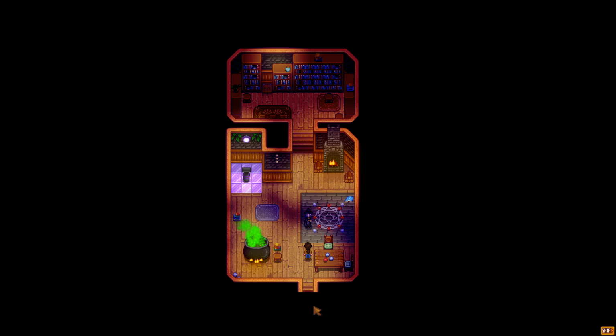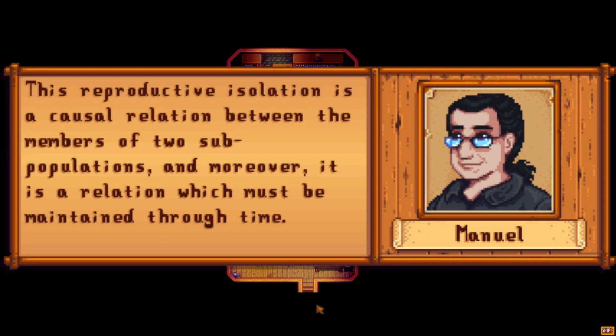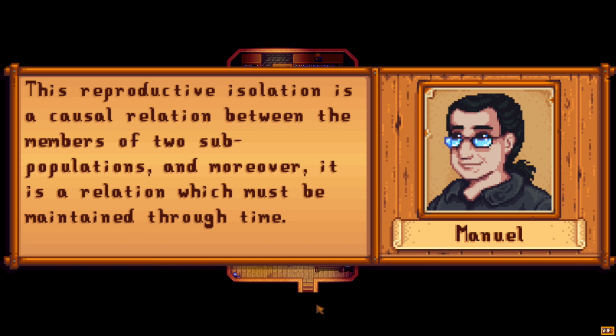The other important feature of Ghiselin's species individuals is that they only exist through the causal relationships between parts that make them up. As an example, a new species is said to form when two populations can no longer reproduce with one another. As DeLanda says, this reproductive isolation is a causal relation between the members of two subpopulations, and, moreover, it is a relation which must be maintained throughout time.